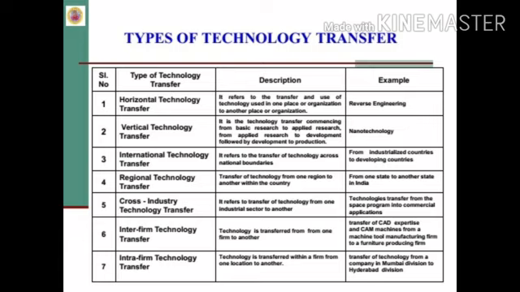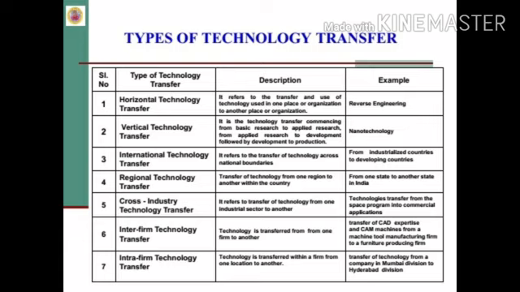Now come to vertical technology transfer. It is a technology transfer commencing from basic research to applied research, from applied research to development, followed by development to production. So as far as vertical technology transfer, nanotechnology is the best example that comes under this vertical technology transfer.